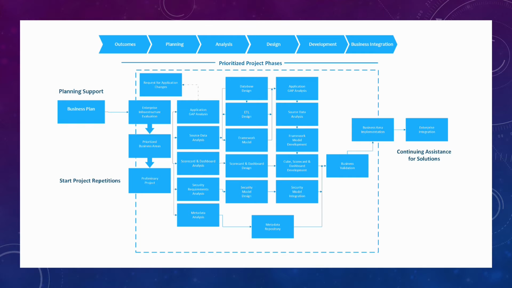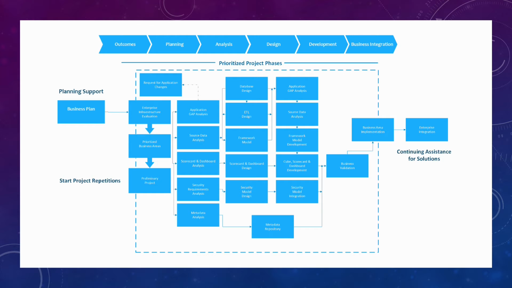scorecard and dashboard analysis, where the science behind Tau can understand all the scores from the athletes, security requirements analysis, and metadata analysis. Then I connect these areas to the database design, the ETL process, the framework model, the score dashboard designs that are connected, and the security model design, which is very relevant.